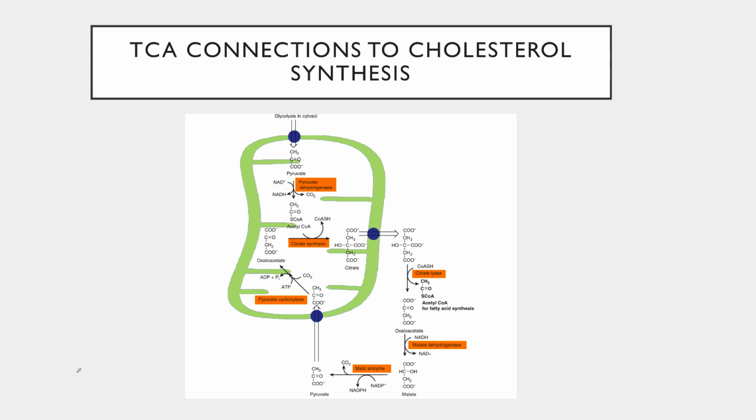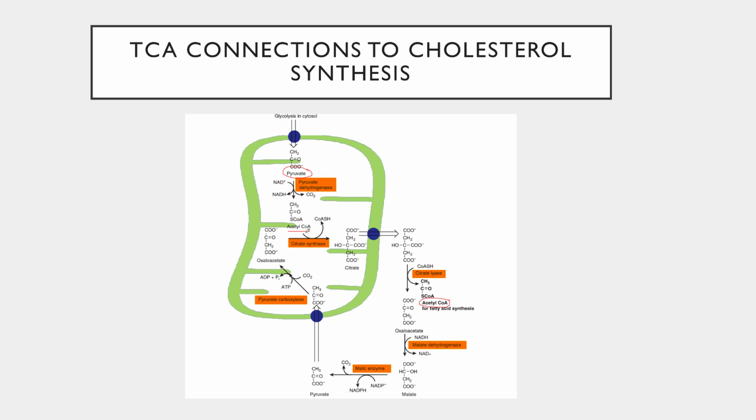So before we start there, what I want to draw your attention to is that all 27 carbons come from acetyl-CoA for cholesterol synthesis. And if we remember back from glycolysis, glucose is again oxidized to pyruvate in the mitochondria, which is converted to acetyl-CoA.